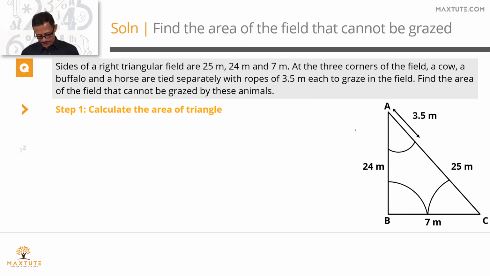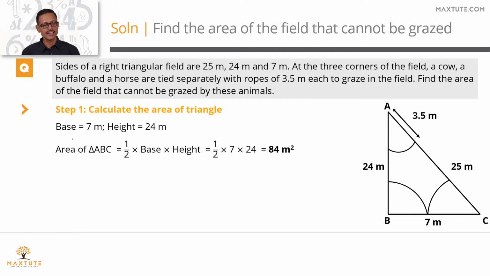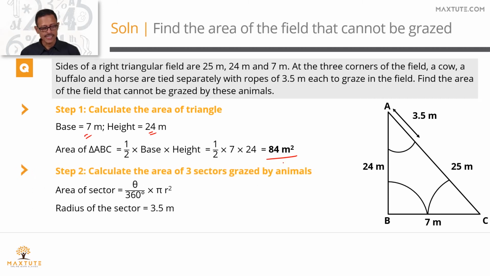Quickly summarize it in the printed form. Step 1, finding out the area of the right triangle. Base 7, height 24, half into base into height, 84 meters square is the answer. Step 2, we are finding out the area of the three sectors. Area of any sector is theta by 360 into pi r square. Radius of each of the sectors is equal to 3.5 meters.